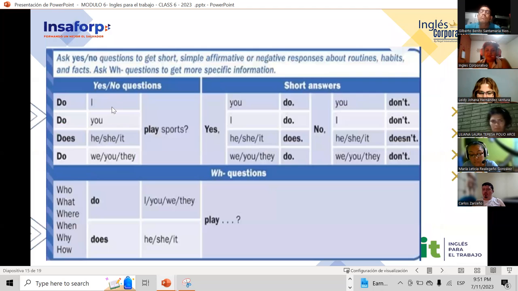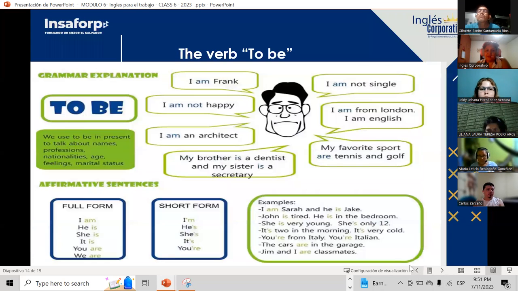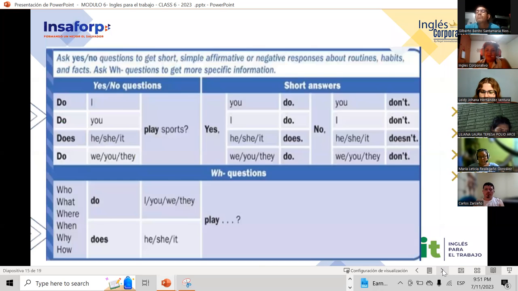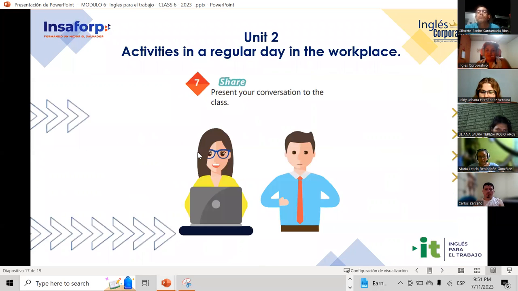And then when we use the verb to do, it is just to talk about routines, habits, and facts, okay? That is basically the differences between the use of verb to do and verb to be. Tomorrow, we're going to see more grammatical examples, okay? But now we're going to continue and you're going to present your conversation, what the other classmate does in the workplace. Who wants to be volunteer?